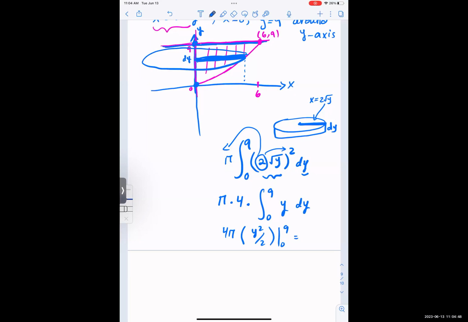And the answer to that one should be 81 times 4 pi over 2, which cancels, 162 pi is the answer. Okay, any questions so far? Yes, no?